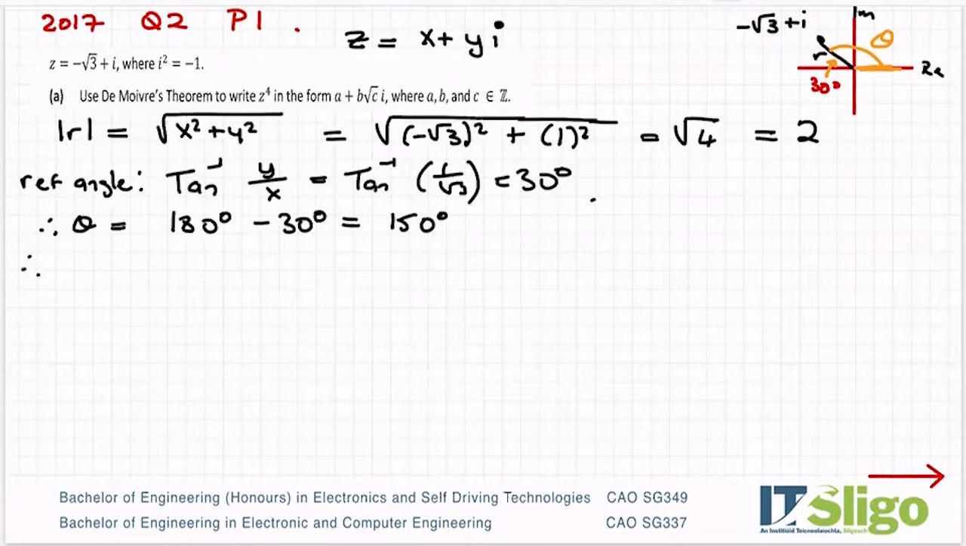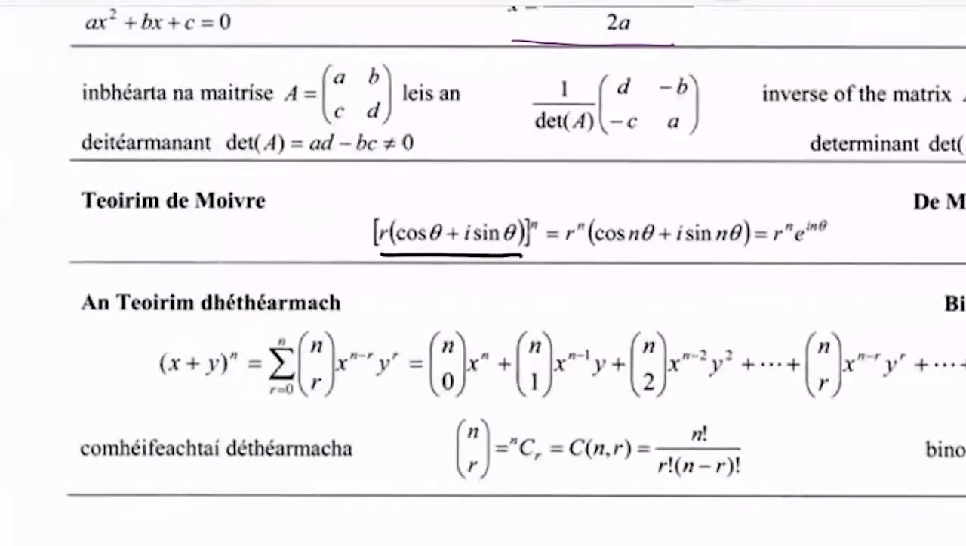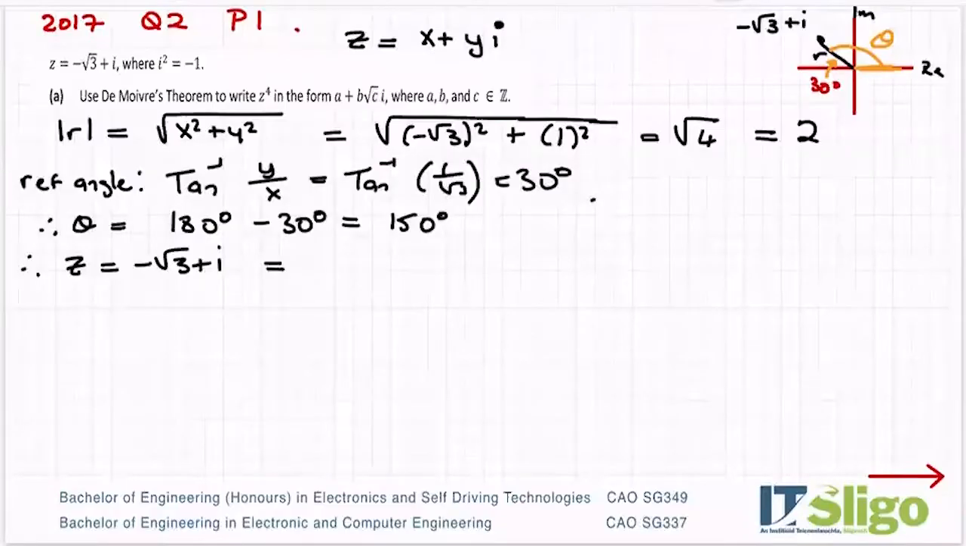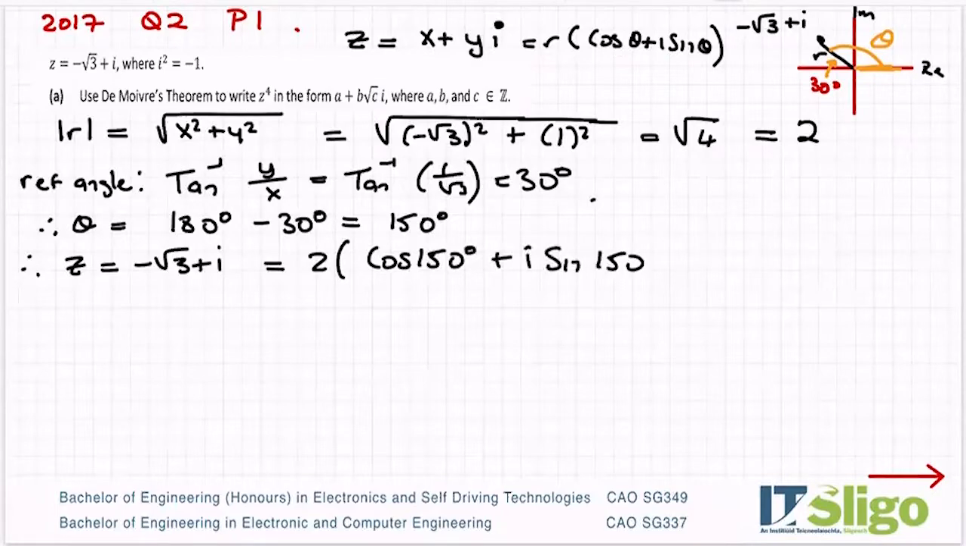Okay, so therefore now I can write my complex number, which is minus root 3 plus i, as r cos theta plus i sine theta. So I'm going to fill it into this. So it is equal to 2 times cos 150 degrees plus i sine 150 degrees.